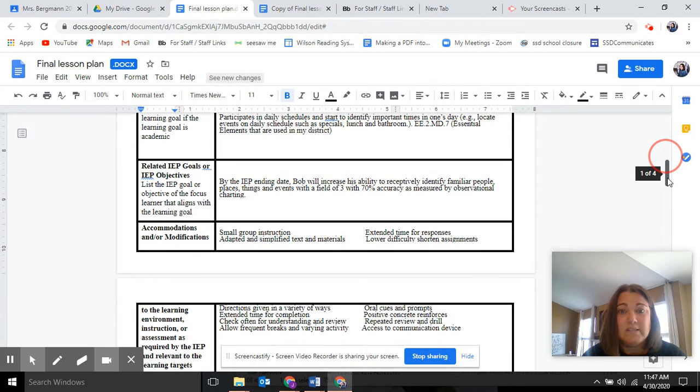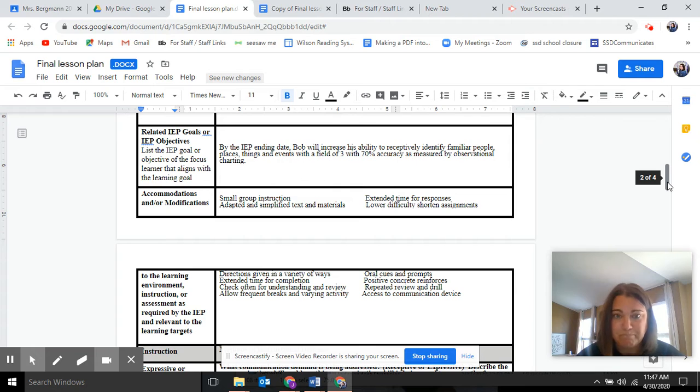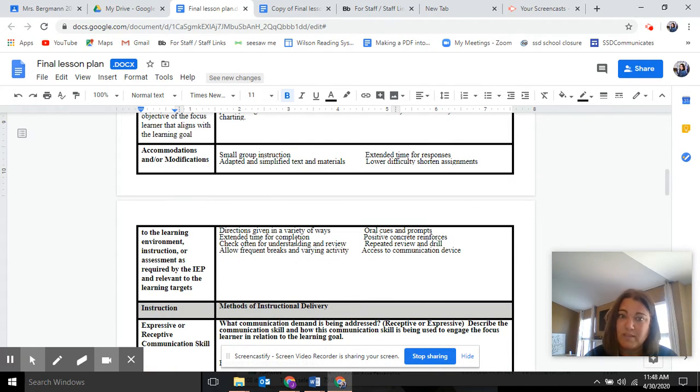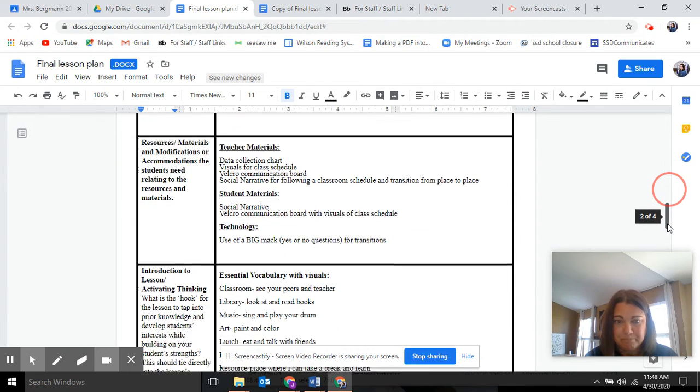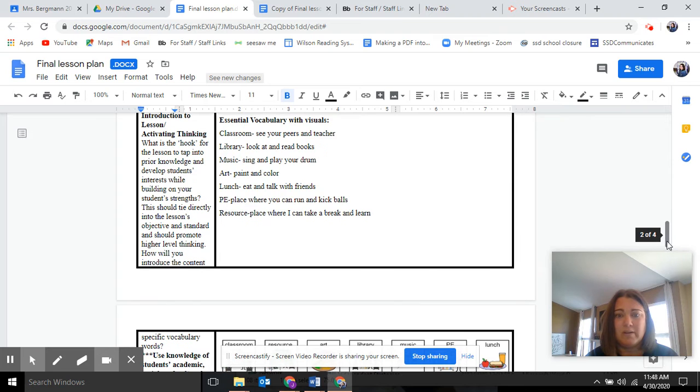Let's scroll down here and you can see he has an IEP goal that Bob will increase his ability to receptively identify familiar people, places, things, and events with a field of 3 with 70% accuracy as measured by observational charting. So some accommodations that we do: small group, adapted or simplified text materials, extended time for responses, lower difficulty, shortened assignments. Of course, directions given in a variety of different ways, use of visual cues and prompts, and many other accommodations and modifications.